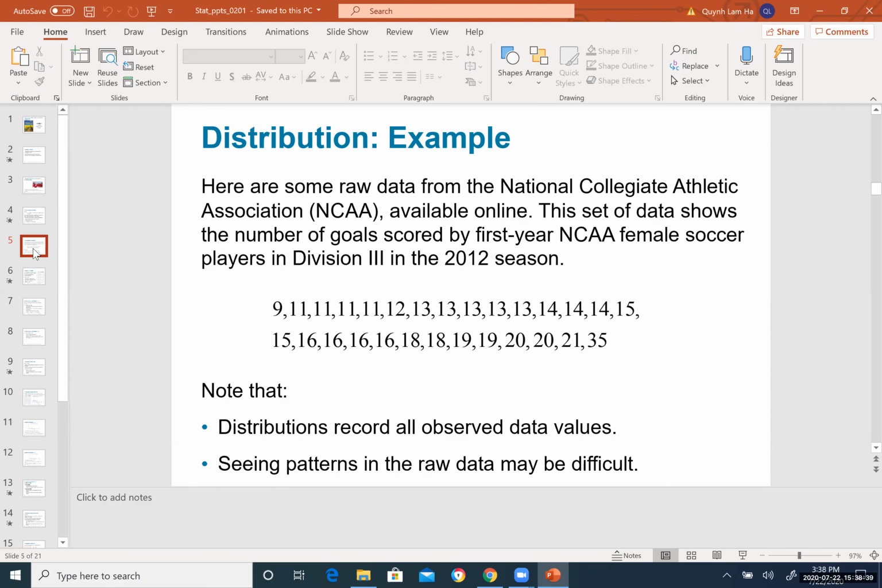Distribution example. Here are some raw data from the National Collegiate Athletic Association, NCAA, available online. This set of data shows the numbers of goals scored by first-year NCAA female soccer players in Division 3 in the 2012 season. They have the following numbers: 9, 11, 11, 11, 11, and so on.